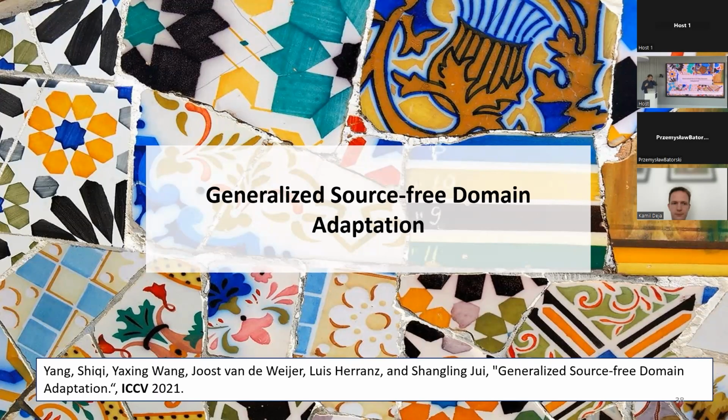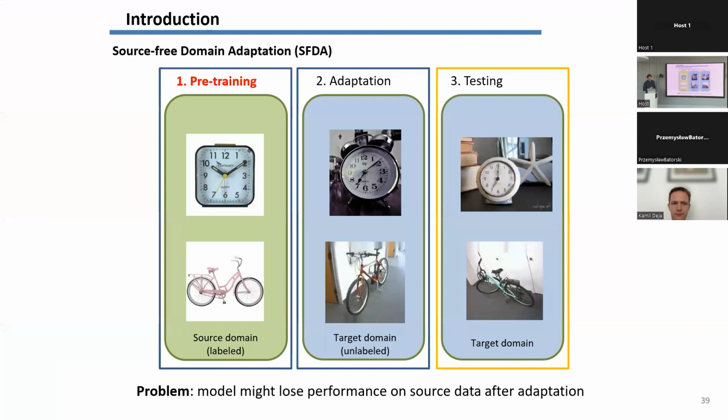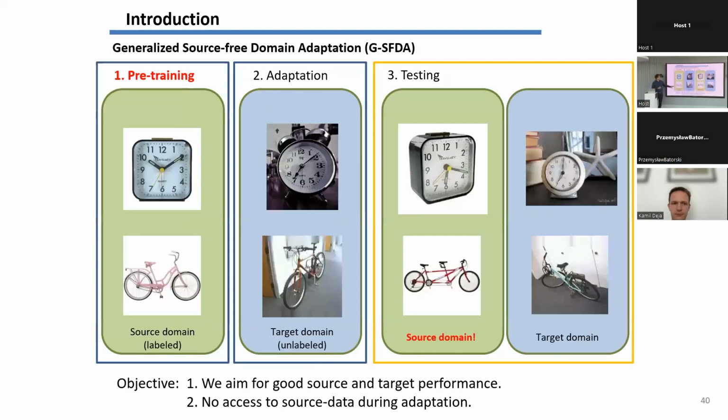We wanted to make one more step further, but now also care about the source domain performance, which is normally not the case in domain adaptation. And we call this generalized source-free domain adaptation. So this was the setting I discussed just before. At test time, I only care about the target domain, but maybe I want, like in continual learning, to be good in all the domains at the end. So no access to the source during the adaptation, and we aim for good performance on both domains.